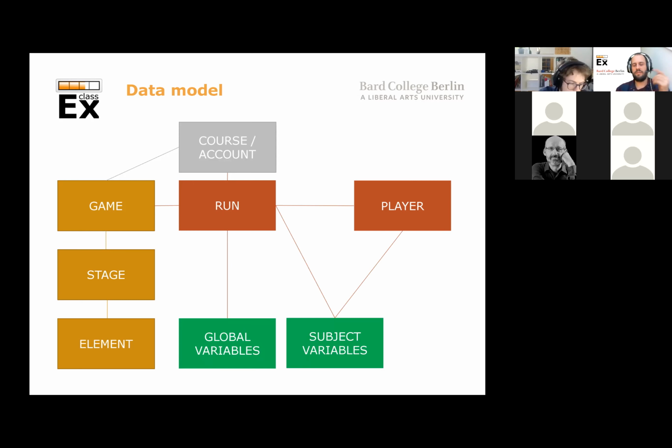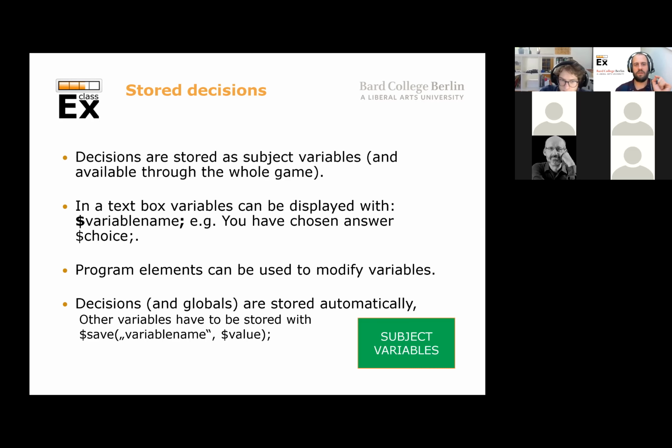As I said, variables always start with the $ sign. If you use these variables in text boxes, you have to put the semicolon at the end. If you put a variable name between the $ sign and the semicolon, then you can always be sure that Classics reads the variable name and puts the respective value in place of that name. You can have program elements that modify these variables. And importantly, decisions are always stored automatically.